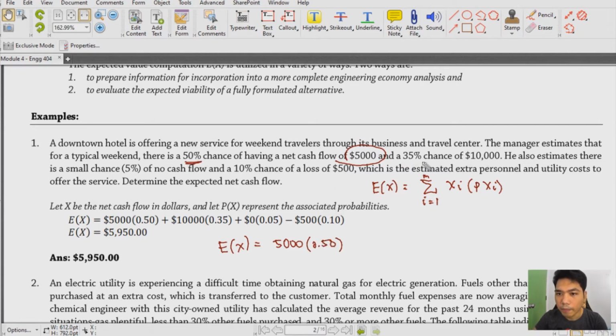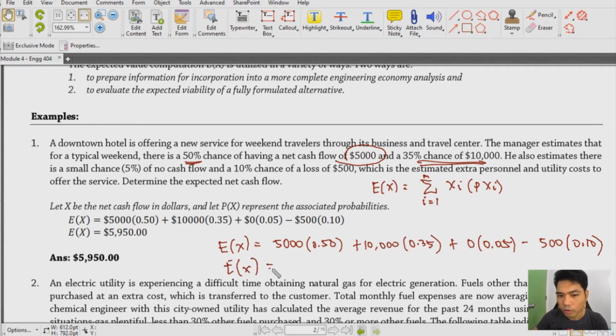Then, ano pa ba yung mga revenue natin? So, meron tayong plus 10,000, times 0.35. And then, meron tayong small chance na wala tayong cash flow. So, pwede sabihin natin na 0 times 0.05. And then, ano pa yung last? So, ito, loss to. So, we have to subtract that, and that's 500 times 0.1. Of course, all the probability points should be equal to 1. So, dapat 0.5 plus 0.35 plus 0.05 plus 0.10 would be equal to 1. So, therefore, the sum of this would be 5,950.